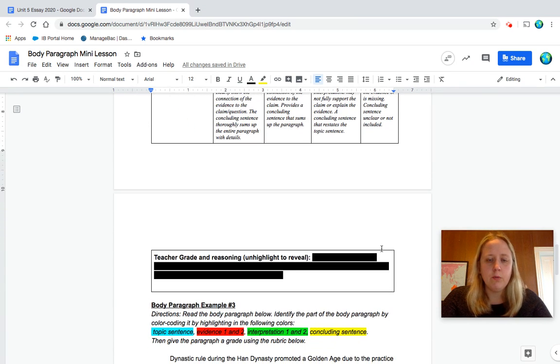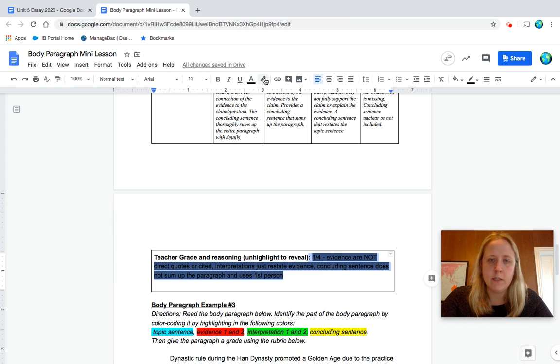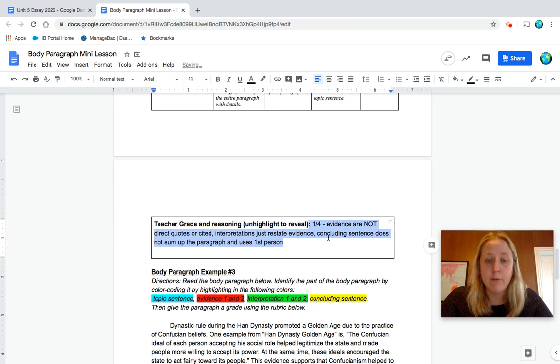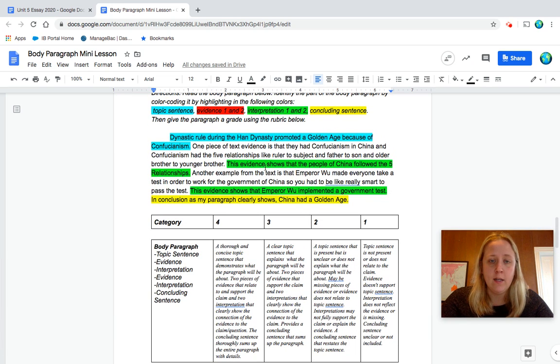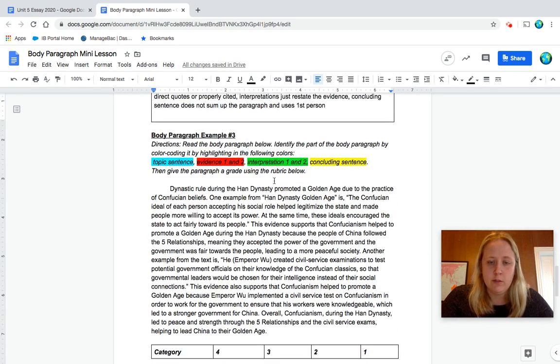So if we look below, the teacher grade and reasoning, unhighlight that, a 1 out of 4. Evidence are not direct quotes or properly cited. Interpretations just restate the evidence. Concluding sentence does not sum up the paragraph and uses first person, right? This was a very weak paragraph, right? I didn't even highlight the evidence because that's not text evidence, right? So I can't give somebody credit if your text evidence is in your own words. That does not count.